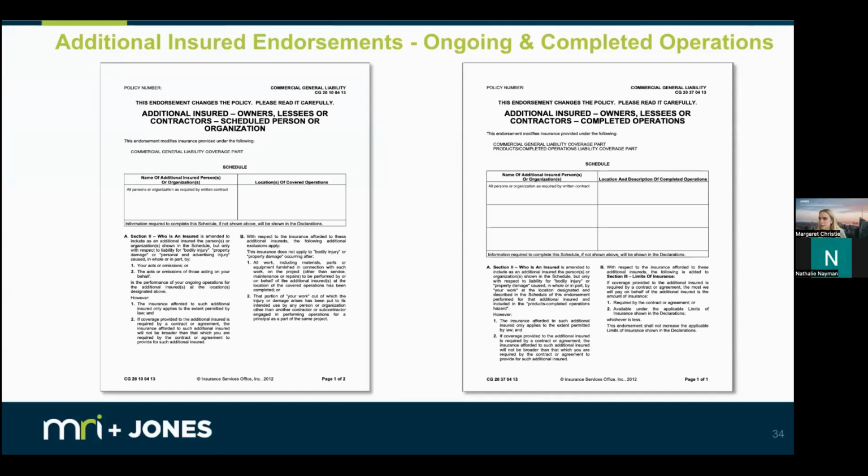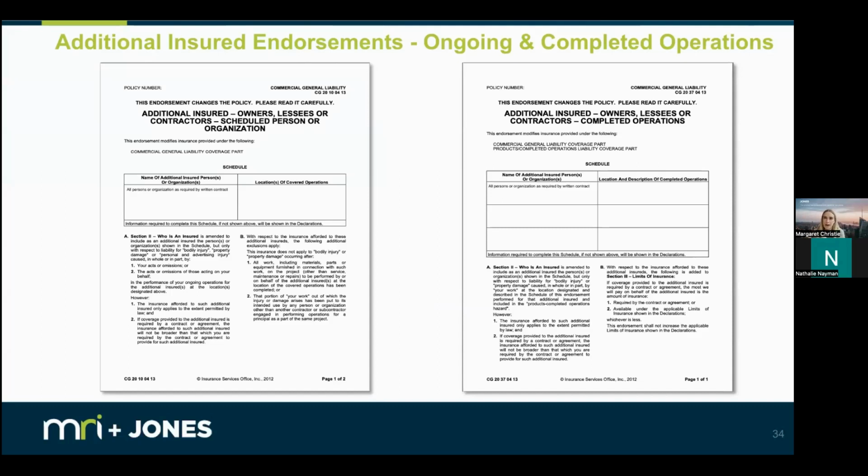this is an additional insured endorsement for ongoing and completed operations. I know that that's a little confusing because it's 2 things layered together. Remember that an additional insured is just somebody who is also covered by the policy. And so an additional insured endorsement is always going to apply to a specific policy.